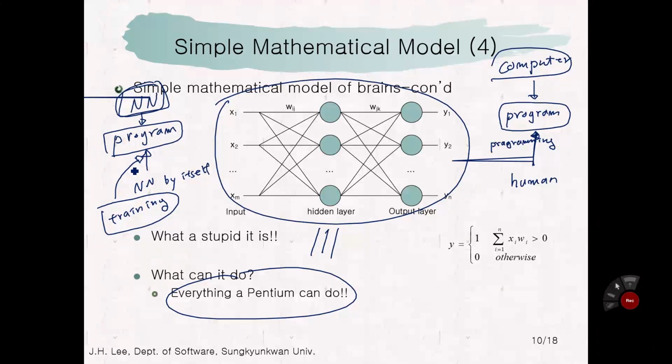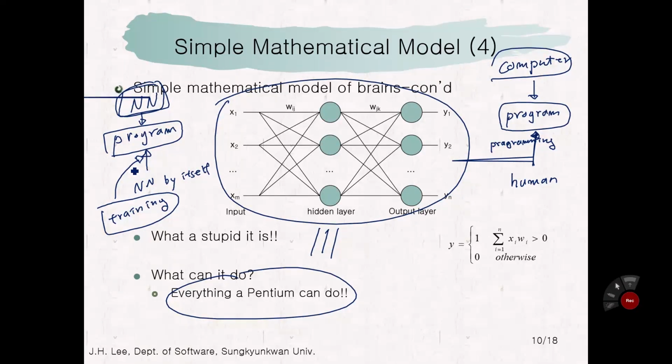So in the case of a computer, you should do programming. But in the case of a neural network, you should do training. Training a neural network means making a program for the neural network. You have probably already heard about training a neural network, right? What is training? It is the process of making a program for a neural network. So training means making a program. You have to remember.